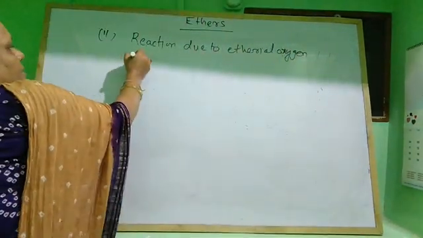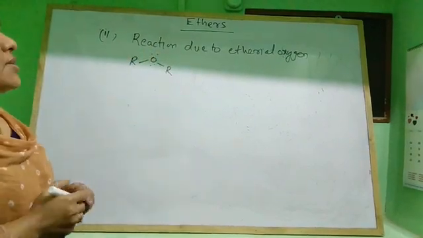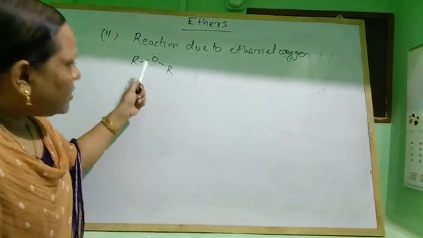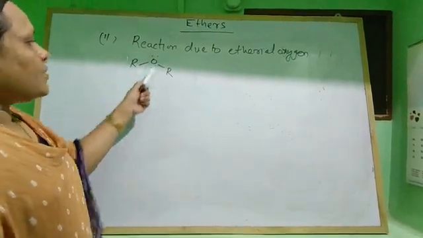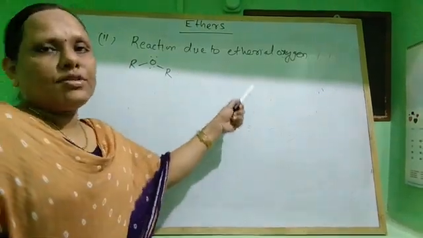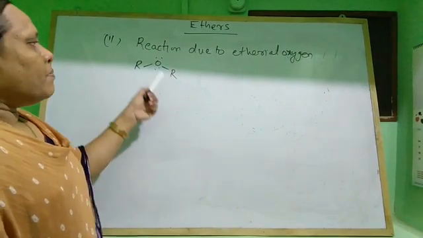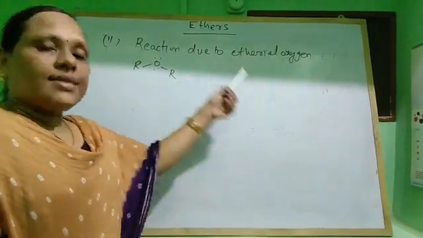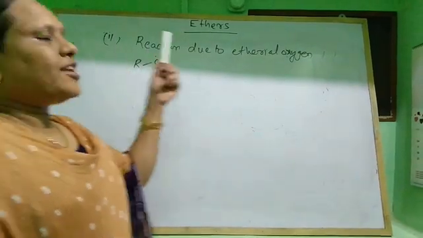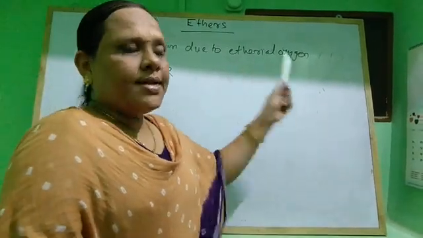So you know ether has a structure like this. Here the oxygen atom has two lone pairs of electrons. In this way it is an electron rich species, and it can form compounds with electron deficient species. So it forms complexes with electron deficient species like boron trifluoride, aluminum chloride, ferric chloride, etc.